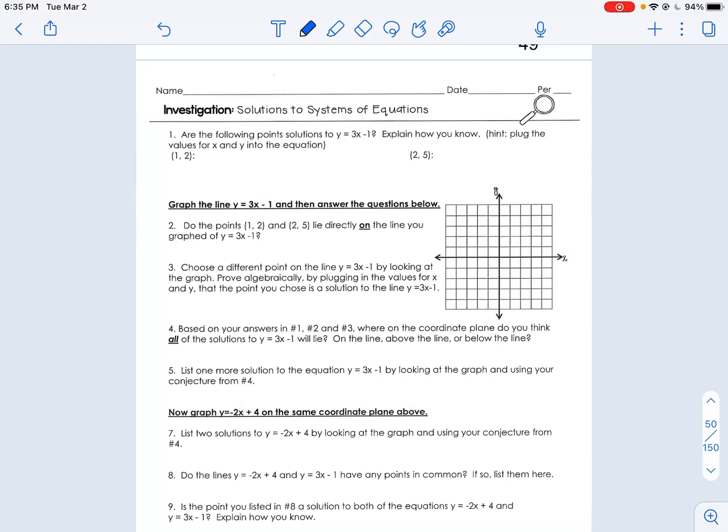Okay, so this is an investigation. So that means you really should be trying to do this on your own. And if you need some help, then referring to this. Okay, so are the following points solutions? That means if you draw the line, is this point going to be on that line? Okay, a point that's on a line is a solution for that equation.